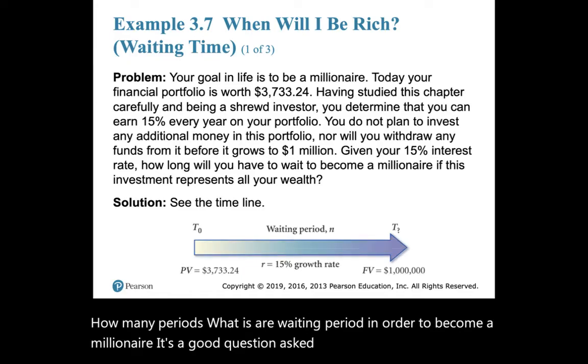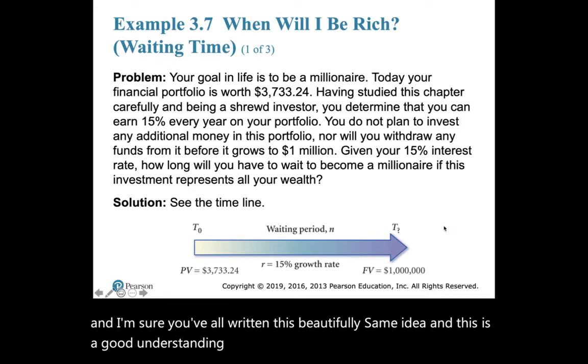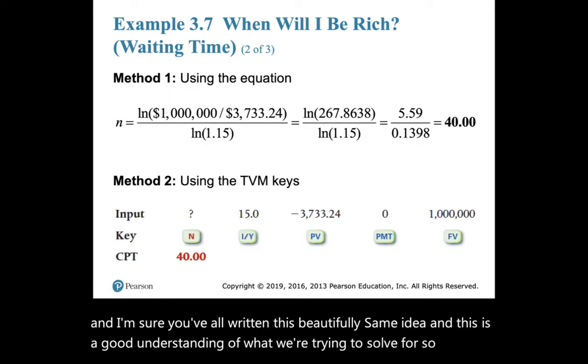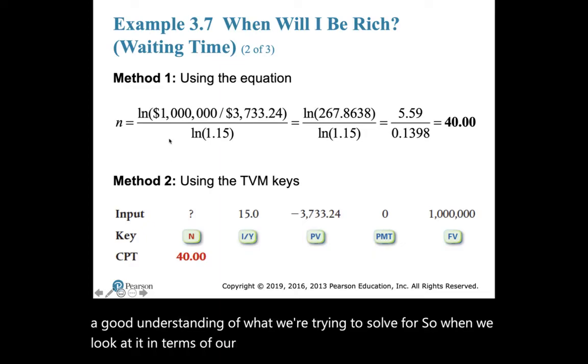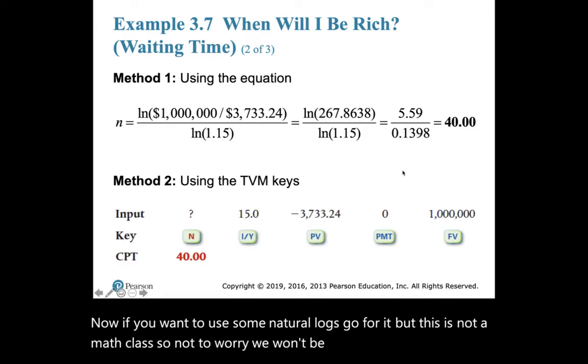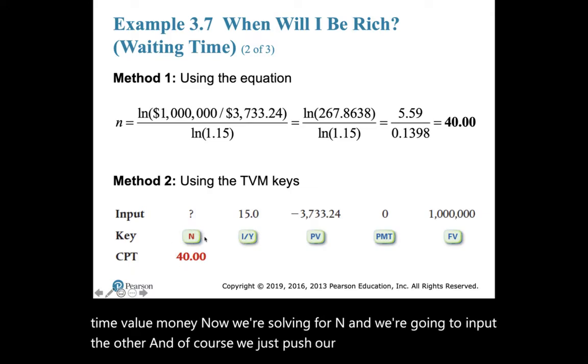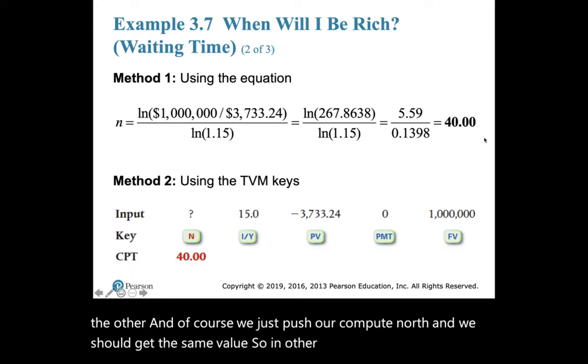So again, we draw our timeline, and I'm sure you've all written this beautifully, same idea. And this is a good understanding of what we're trying to solve for. So when we look at it in terms of our three methods, now if you want to use some natural logs, go for it. But this is not a math class, so not to worry. We won't be expected to calculate that. Time value money. Now we're solving for n, and we're going to input the other. And of course, we just push compute n, and we should get the same value. So in other words, 40 periods is our answer.